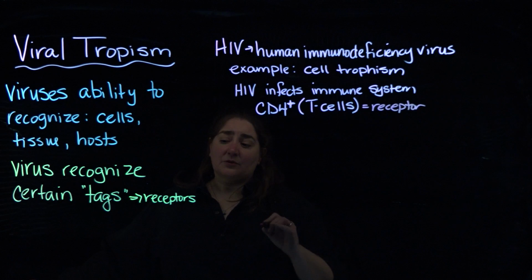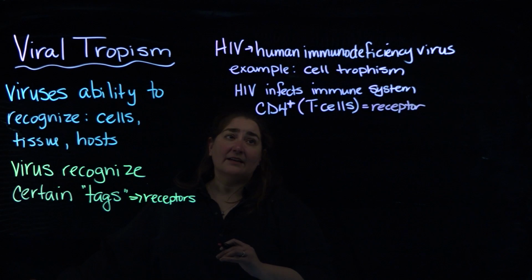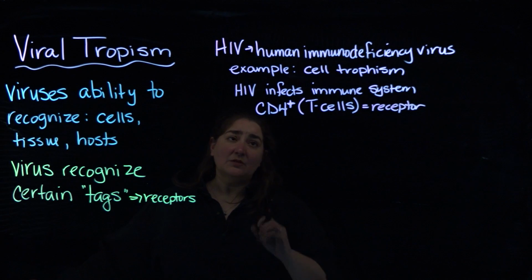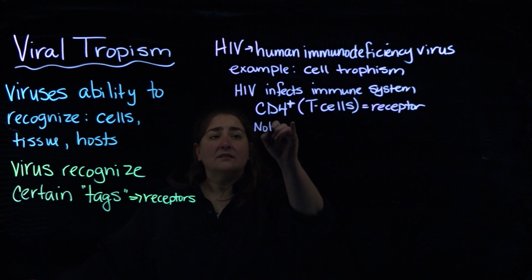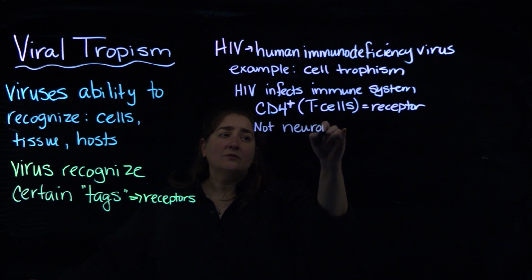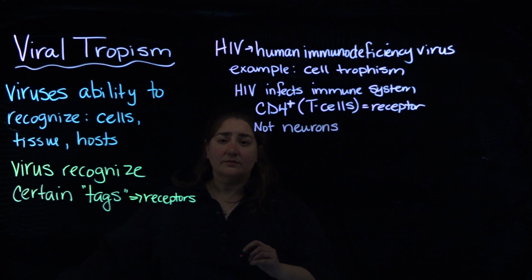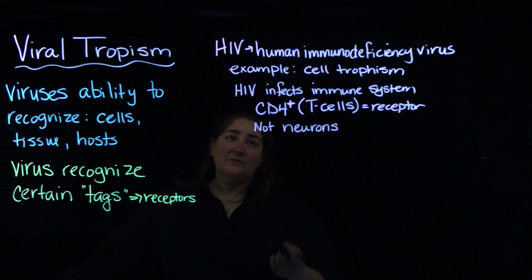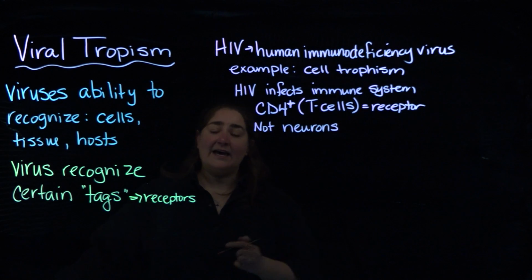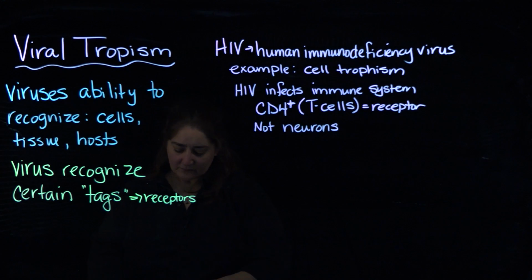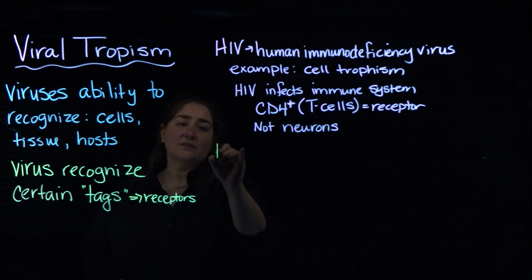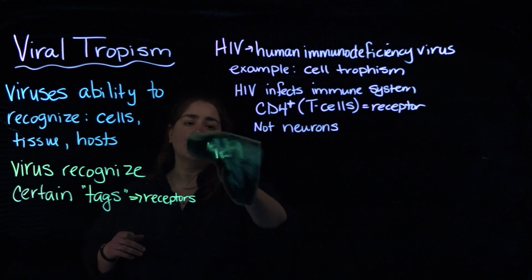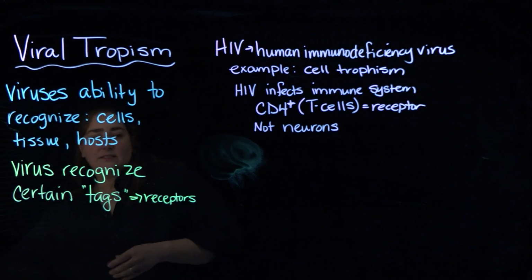CD4 is the name of the receptor, because I said it's got to recognize a certain tag. And that CD4 receptor or tag is only on the outside of immune cells. It's not found, for example, on neuronal cells. So the HIV virus can't infect cells associated with the nervous system. So that's the specificity at the cell level, all right? We can also have specificity at, I used HIV and I started that out. Let's continue that for consistency.